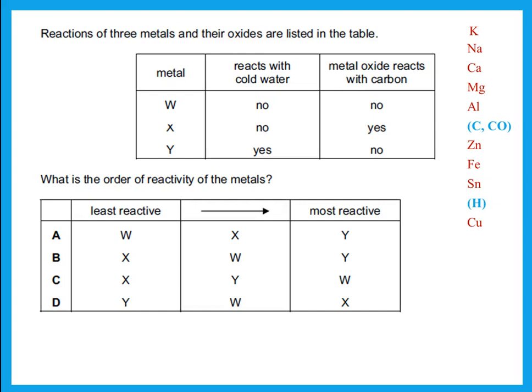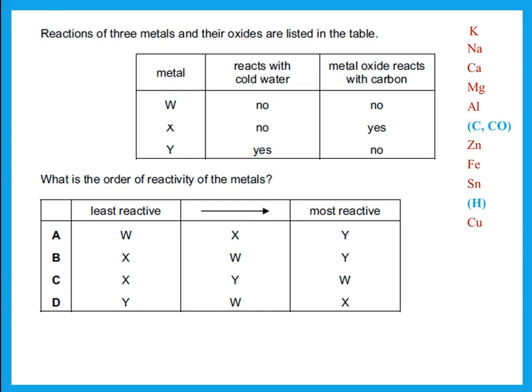Okay, for a metal oxide to react with carbon, it has to be less reactive. It has to be a less reactive metal than carbon. That's why we put carbon and carbon monoxide in that list. Can you see carbon and carbon monoxide? Now, if something is below or less reactive than carbon, then the carbon will react with its oxide. So carbon plus zinc oxide will react. Carbon plus iron oxide will react. Carbon plus tin oxide will react.